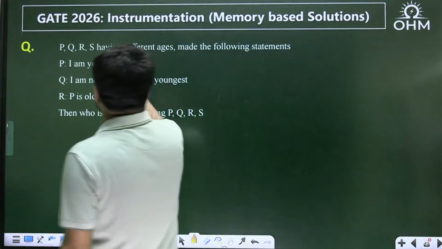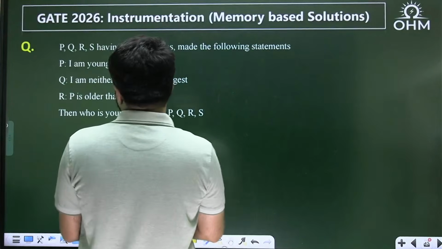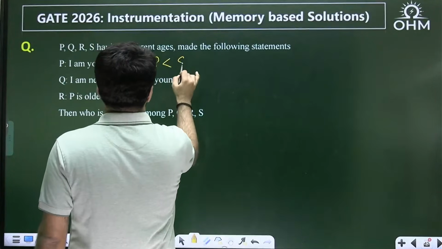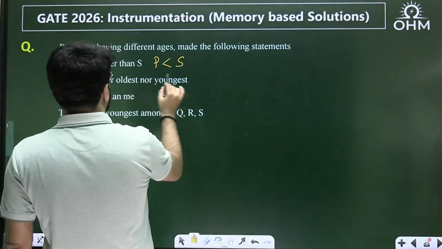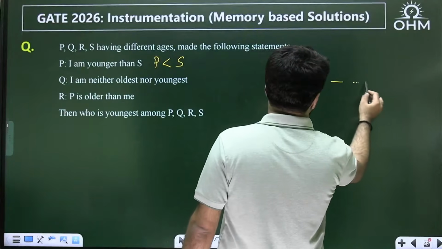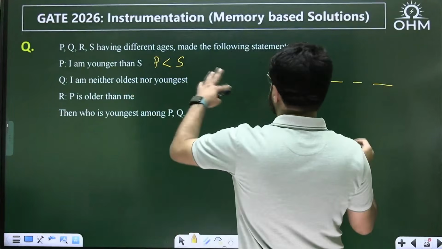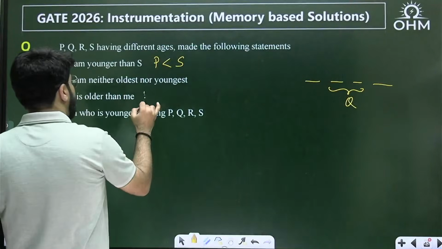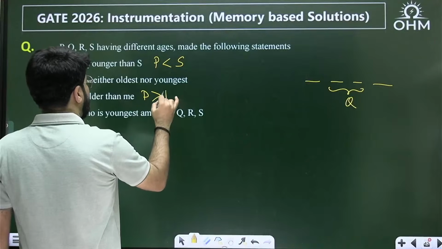Simple question. PQRS having different ages made the following statement. Okay, basic arrangement question. P says that I am younger than S. Okay, Q, I am neither oldest nor youngest. So that means when I make the sequence, Q is neither oldest nor youngest. So Q has to be somewhere here. Okay, R says that P is older than me. Older than me means greater in age.